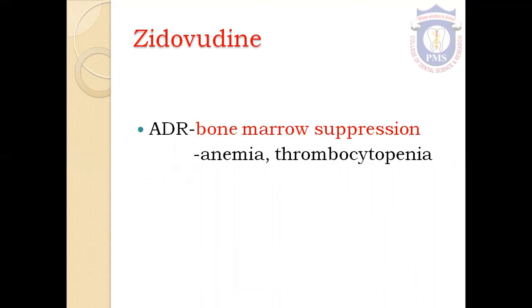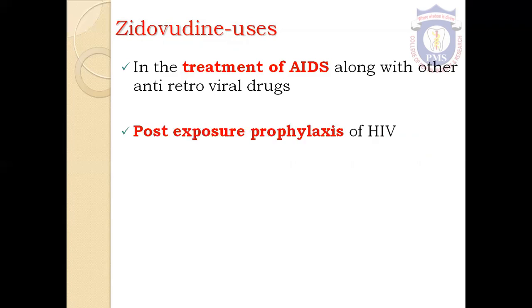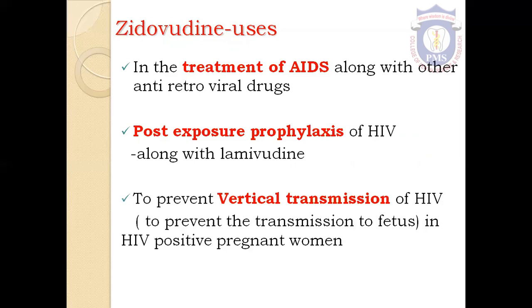Adverse drug reactions of zidovudine include bone marrow suppression, anemia, and thrombocytopenia. For the management of AIDS, we can use zidovudine along with other antiretroviral drugs. It is also used for the post-exposure prophylaxis of HIV along with lamivudine. Zidovudine is also used for the vertical transmission of HIV. Vertical transmission means infection of the fetus from mother.